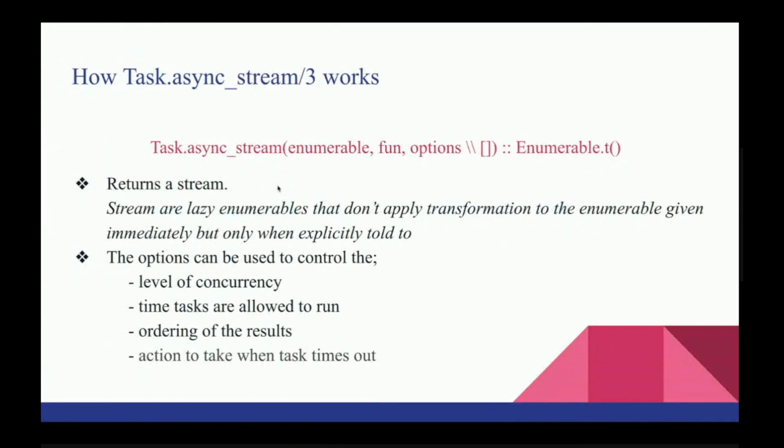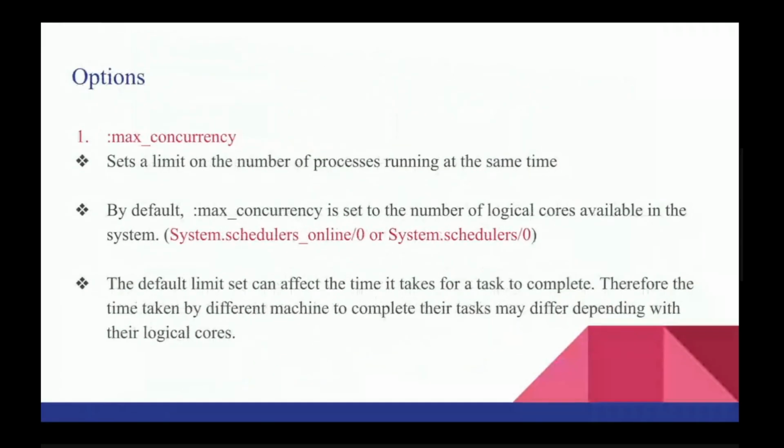Another thing is that async_stream takes in options. These options are given in a keyword list. The options are used to control the level of concurrency. They can be used to control the time tasks are allowed to run, also the ordering of the results and the action to take when the task times out. So let's see the available options for async_stream.